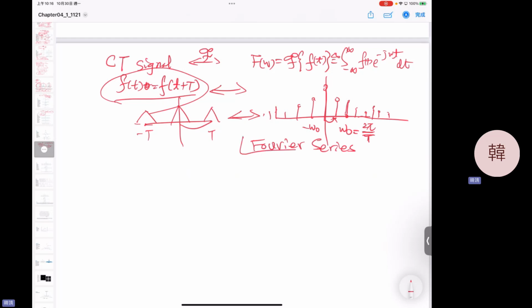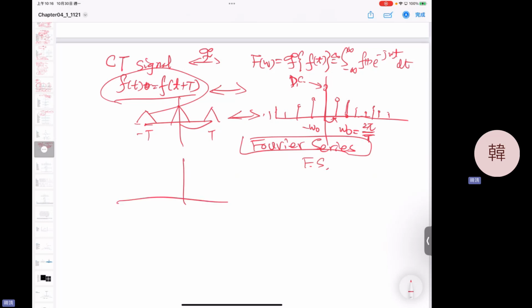The Fourier series is a series of spikes, and the interval is omega 0, 2 omega 0, 3 omega 0, all harmonic waves. And this one is the DC value. How do you calculate the DC value? You sum up the time signal and then divide to get the average as the DC value. So we extended. Remember that one?